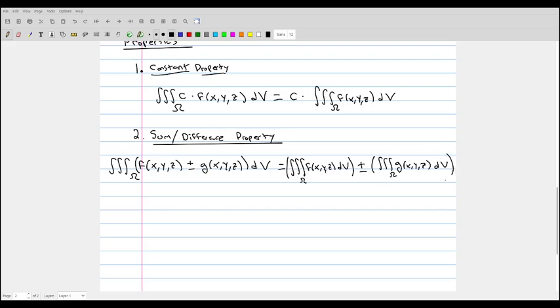So we can use this as a very big simplification a lot of times, where sometimes you have two functions that are added together, and you want to say just focus on the individual triple integrals because you know how to evaluate those. You can use this to simplify in scenarios like that.